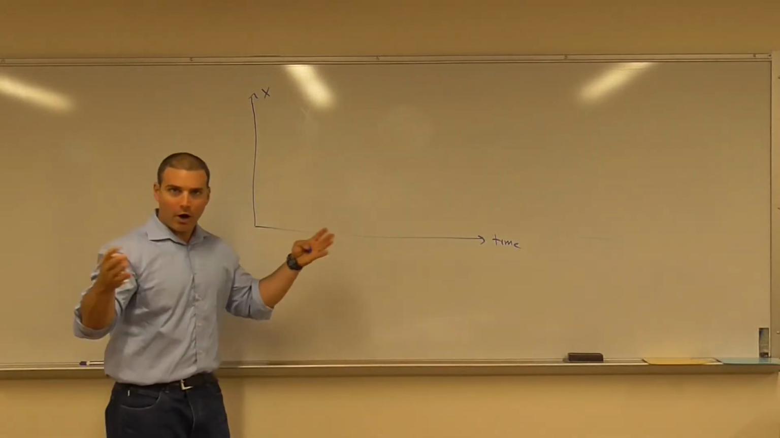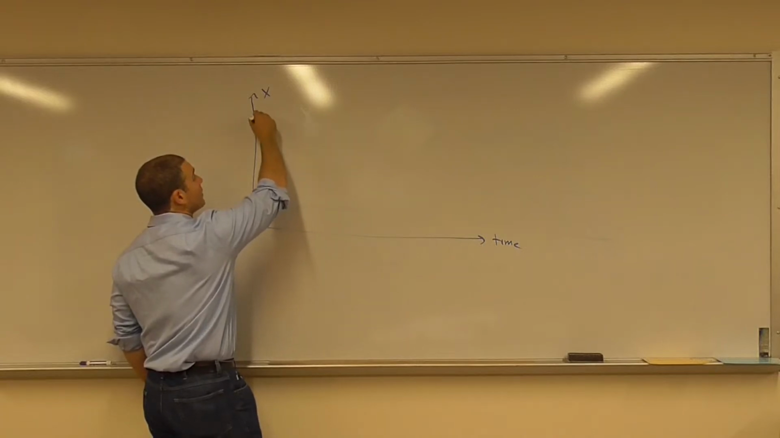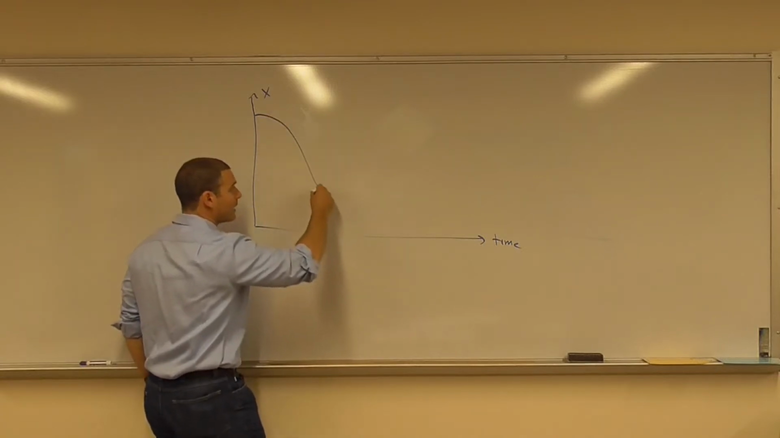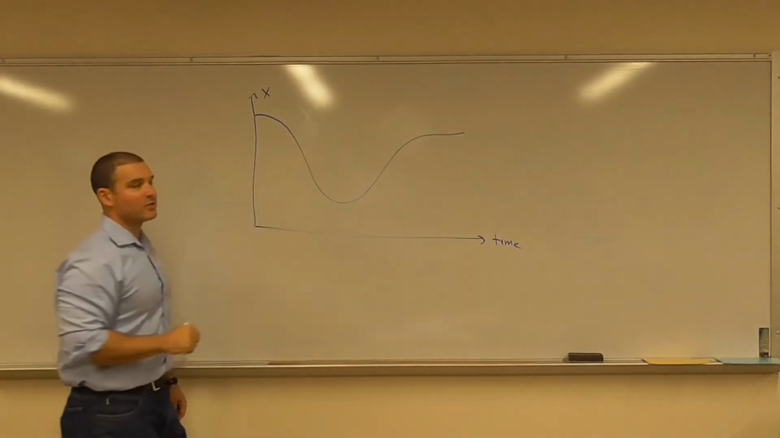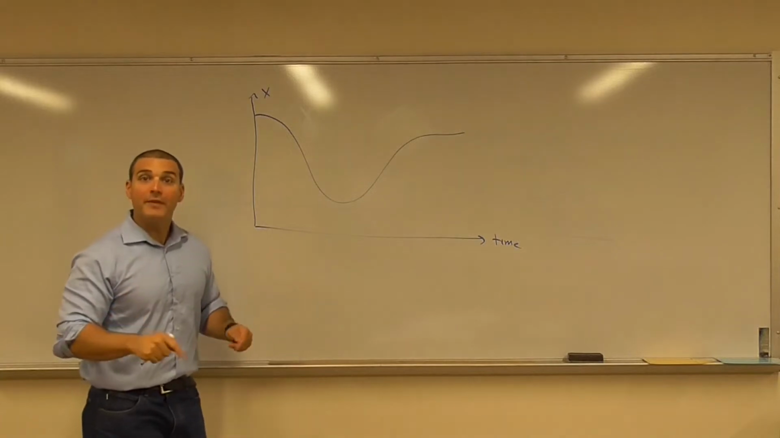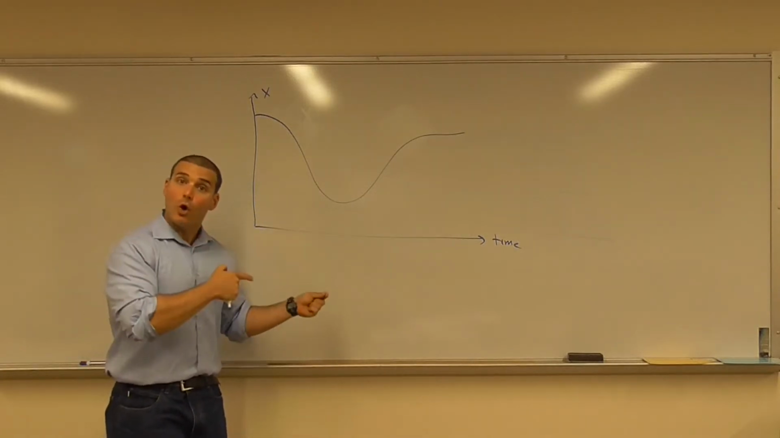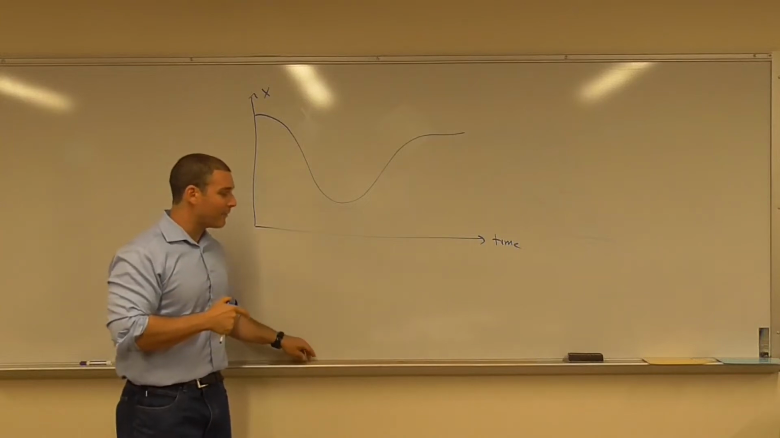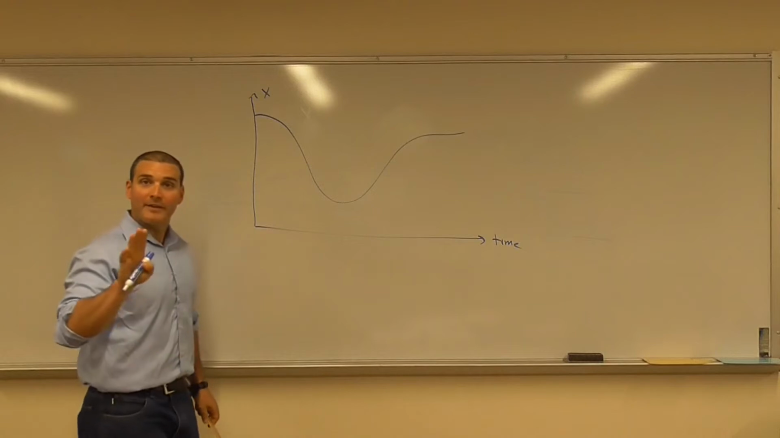And let's say, for argument's sake, I don't know why the motion would look like this, but let's say the position starts really high, dips down, and sort of flattens out. We want to think about what the instantaneous velocity is. Instantaneous velocity is the slope of this graph at each point. So what we're going to do is look at the tangent line.